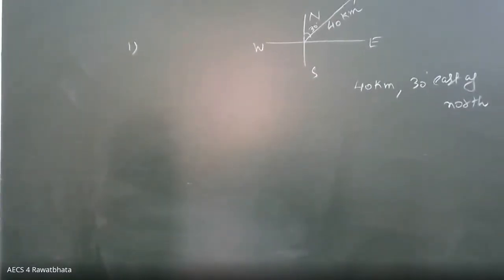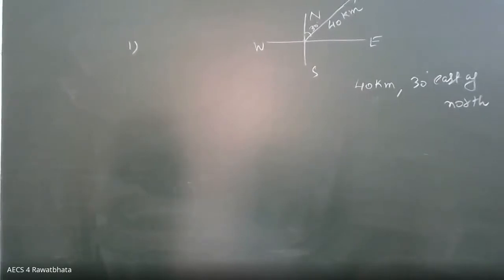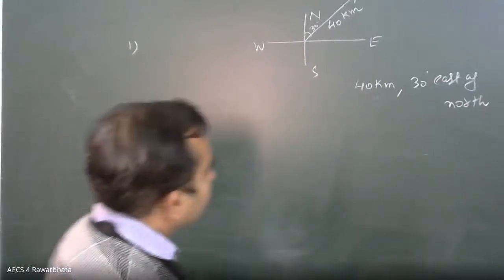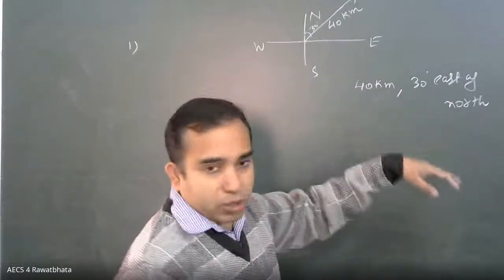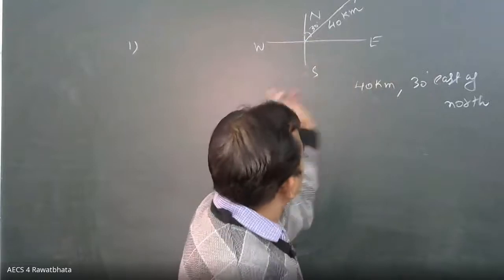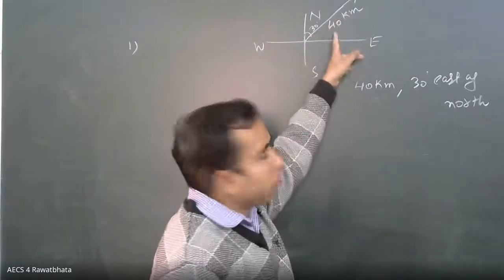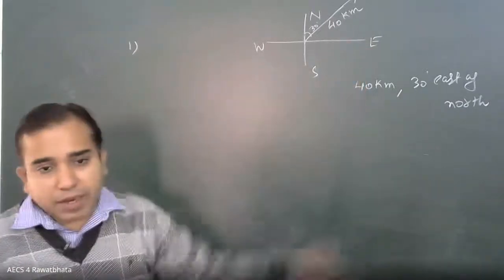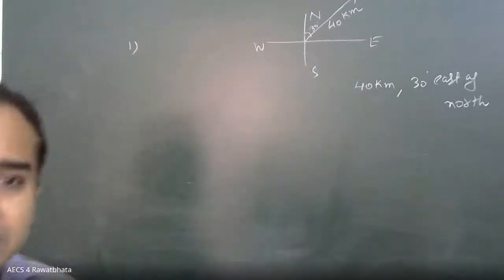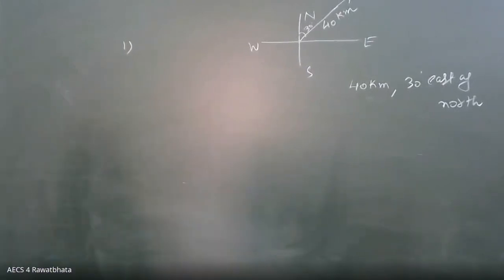Right, students? So you can read the question and check. Question was 40 kilometer where we have to draw 30 degree east of north. So north is this, 30 degree on the east side. Then draw a line segment, make an arrow, and write 40 kilometer. We cannot draw 40 kilometer in actual on paper, so you draw some line segment and call it 40 kilometer. Simple it is. Then let us move towards the next question.